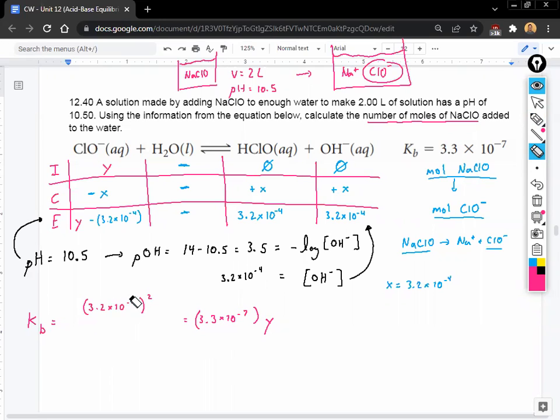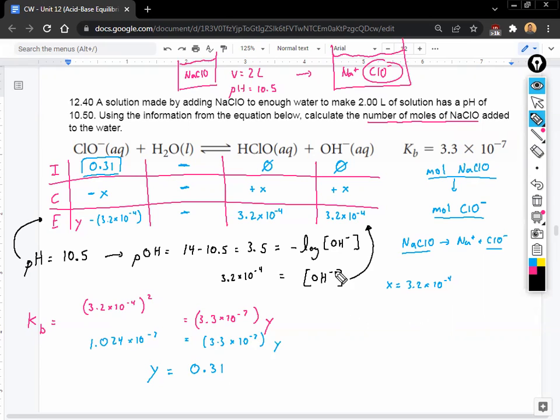And then from there, we just need to square the 3.2 times 10 to the negative 4. So 3.2 times 10 to the negative 4 squared should be equal to 1.024 times 10 to the negative 7. And then the only thing that we need to do is isolate the y. So we can divide both sides by 3.3 times 10 to the negative 7. That should give us a value of y equal to 0.31. So what that means is the initial concentration of ClO minus is going to equal 0.31. Remember, 5% rule means that you can ignore the change.